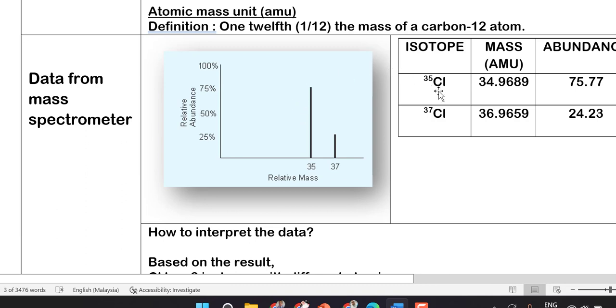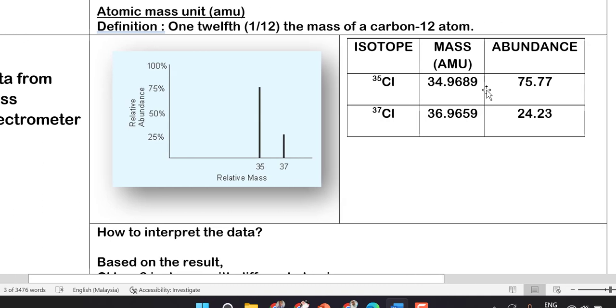Okay, so kat sebelah ni saya bagi satu table. Dekat table ni kita bagi data yang lagi detail. Dekat sini nampak 35 je kan, so actually nilai detail dia adalah 34.9689. Same goes to this one, so the detail value is this one. Kalau dekat graph ni roughly kita nampak 75 tapi sebenarnya adalah 75.77. So apa maksud abundance? Abundance ni maksudnya lebih kurang macam intensity, lebih kurang macam how much benda tu ada. So chlorine with the mass of 34.9689 is 75.77.